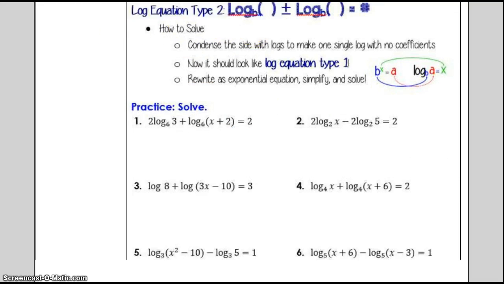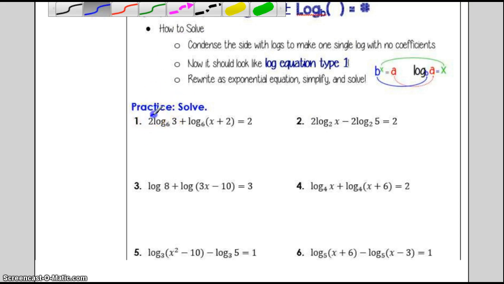We also have this one where we have a log plus or minus a log equaling a number, and that's when we condense it. So if it's addition, it's multiplication, and if it's subtraction, then it's division, and we combine it to be one log equation. Then we'll rewrite it and solve it. So we're going to go ahead and combine that. So let's take a look at what that looks like for this first example.